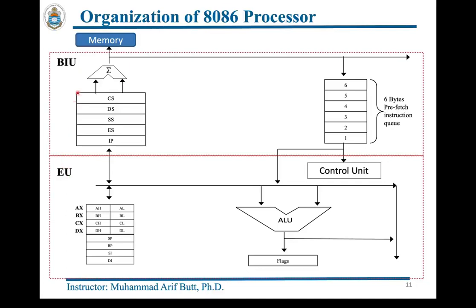The main task of this bus interface unit is to generate memory and I/O physical addresses for transfer of data between memory and this execution unit. The main task of this execution unit, or EU, is to execute the instructions and data received from the BIU and store the result finally inside the general purpose register. Remember, dear students, this EU has no direct connection with the outside world. It receives and outputs all its data through this bus interface unit.